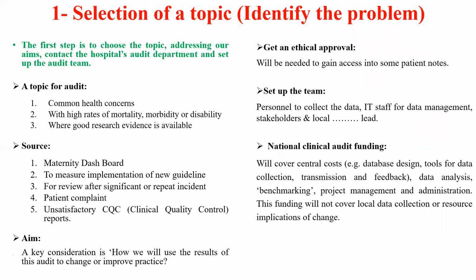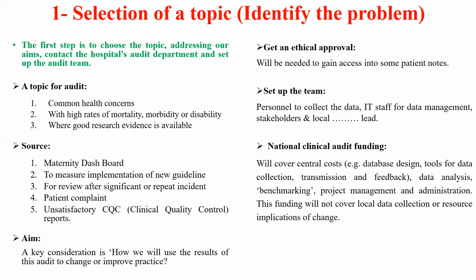The first step in the audit cycle is to select a topic or to identify the problem. This step includes many parts. The first part is the choice of the topic itself, and you have to address the aim of this topic. You have to take approval from the audit department if needed, as we said before, if there is a need to access the patient details. And finally, you have to set up an audit team.